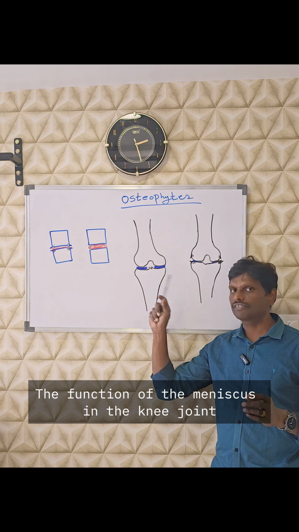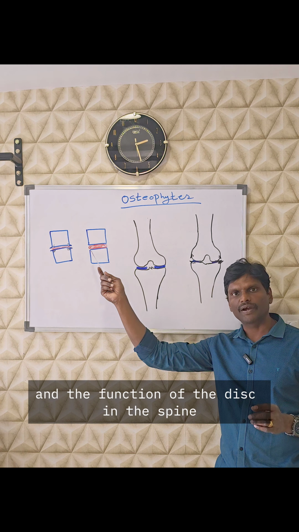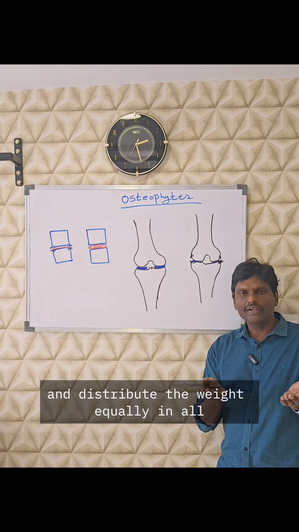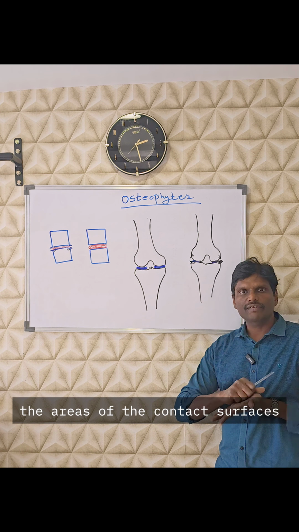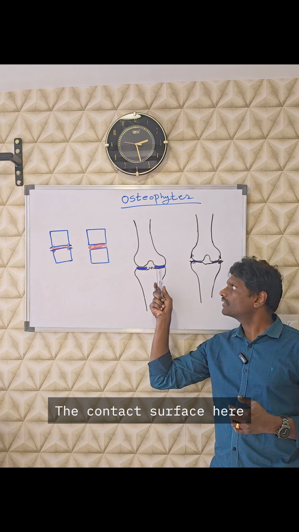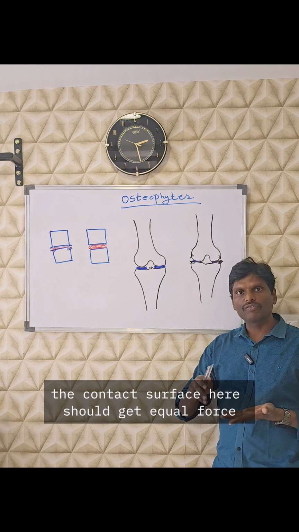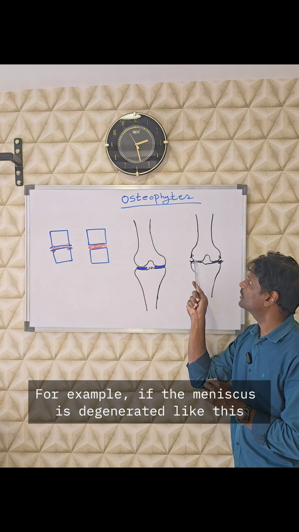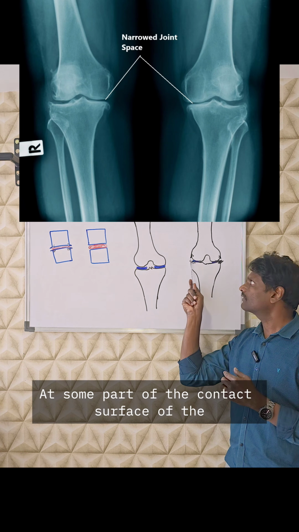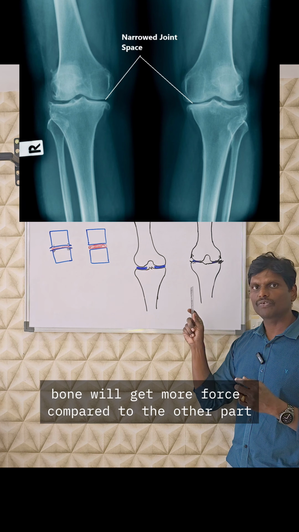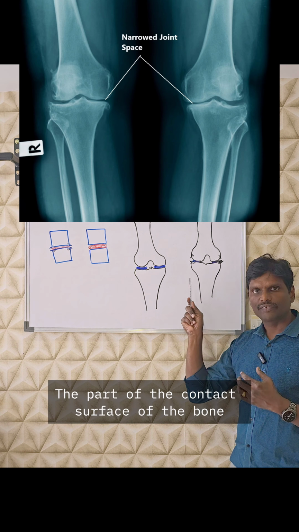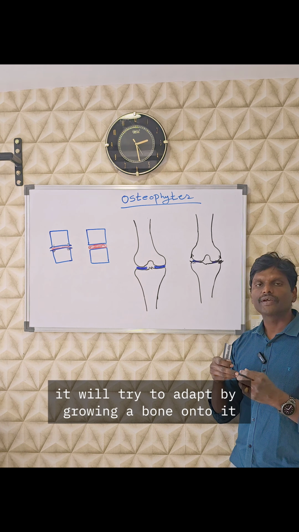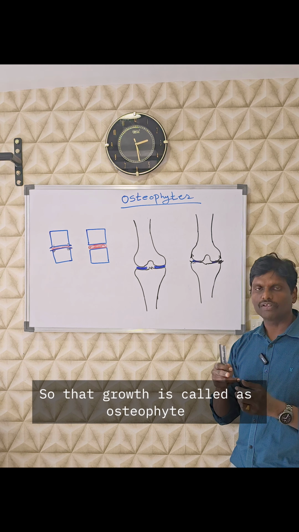The function of the meniscus in the knee joint and the function of the disc in the spine is to take the weight, transfer the weight and distribute the weight equally in all the areas of the contact surfaces. The contact surface here and the contact surface here should get equal force, and that is done by the meniscus. For example, if the meniscus is degenerated like this, some part of the contact surface of the bone will get more force compared to the other part. The part of the contact surface of the bone that is getting more stress will try to adapt by growing bone onto it. So that growth is called osteophytes.